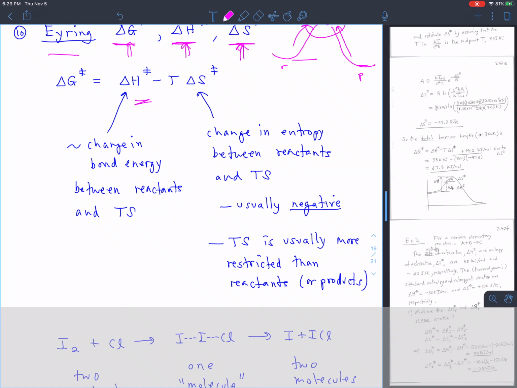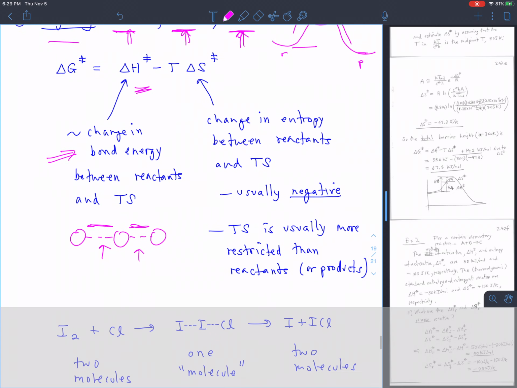So for the delta H idea, the main contribution is the changes in the bonding energy, right? If you've got a transition state that looks like this, where you don't have either bond formed anymore, then obviously you've gone up in energy. You had to put energy in to partially break both of these bonds at once.